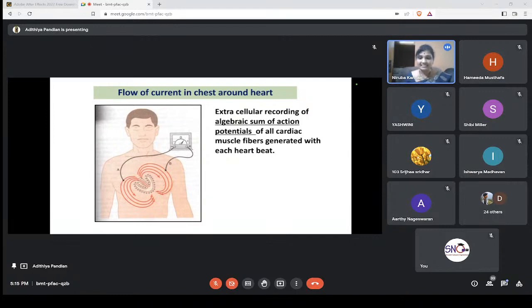For the next cardiac cycle, again the heart will get depolarized, and again a new current is generated each and every time. So the sum of all the electrical activity picked up from the atrium, ventricle, all the bundles and everything will be put together. It is the algebraic sum of the action potentials in all your cardiac fibers, which occurs in one single cardiac cycle, otherwise called one single heartbeat. Next slide.